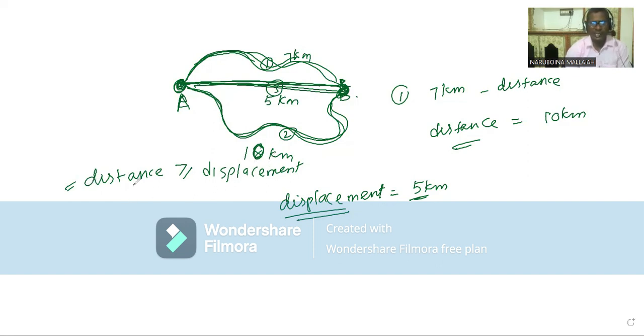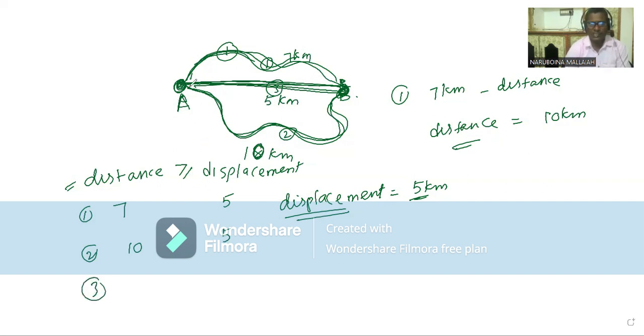Let us see, say the first case. What is the distance in the first case? In the first path, 7 kilometers. What about displacement? 5 kilometers. This is the first case. Second case: what is the distance here? 10 kilometers. Displacement for all the cases is 5 only. A to B is displacement 5.